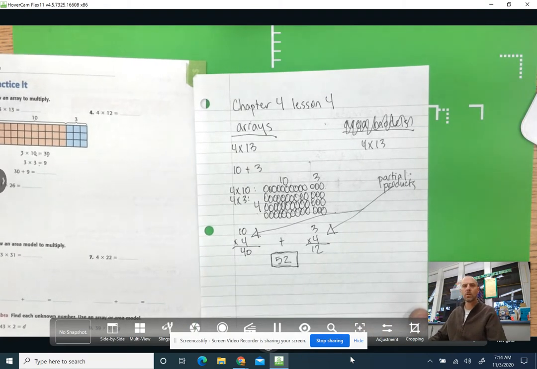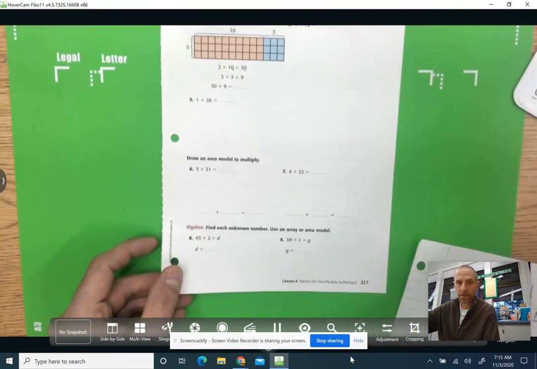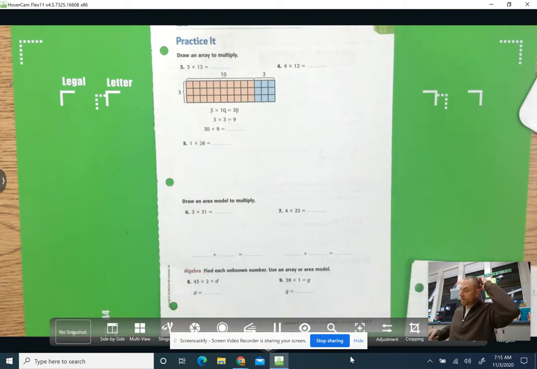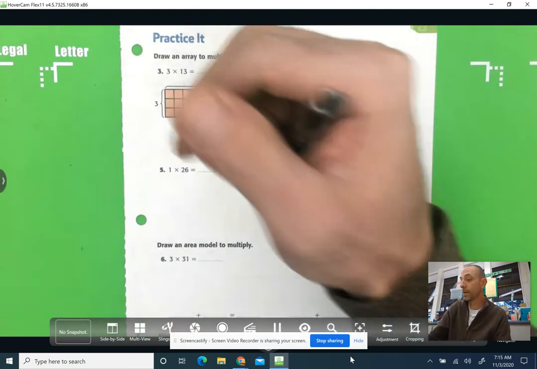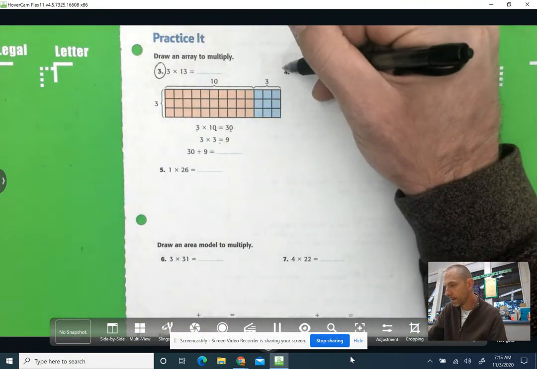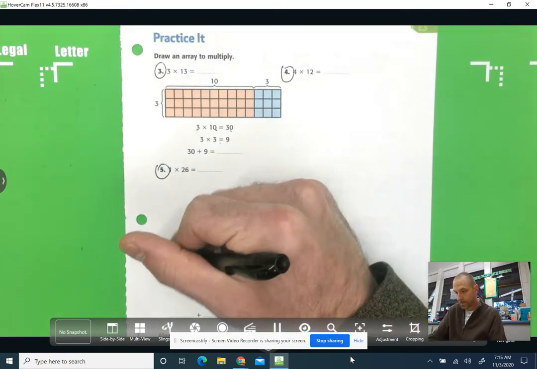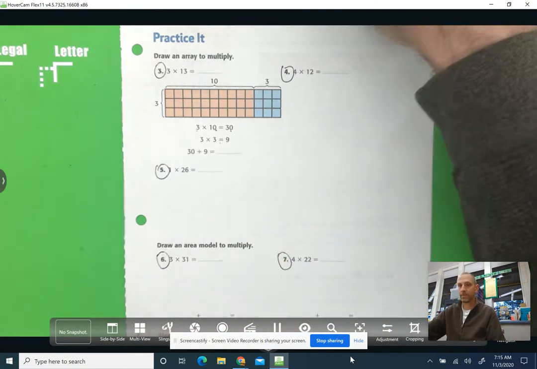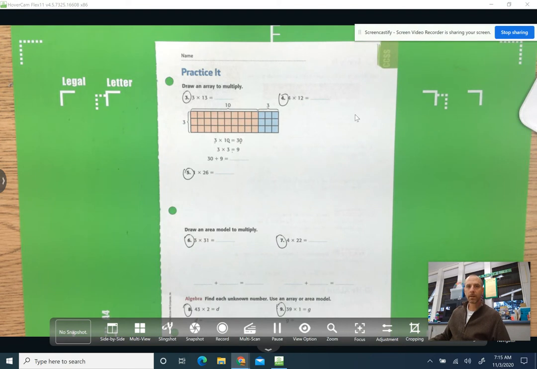All right, now let's take a look at our independent practice. Again, this is page 217. And you can see in this first problem, the original problem was 3 times 13. Okay, we are going to be finishing off 3, 4, 5, 6, 7, 8, and 9. Sorry, 8 and 9 down here at the bottom. Okay, this guy.